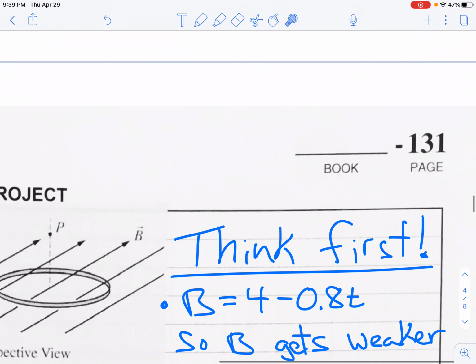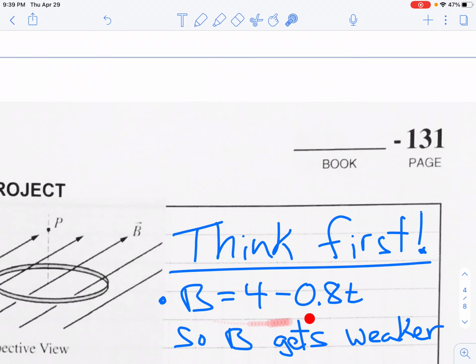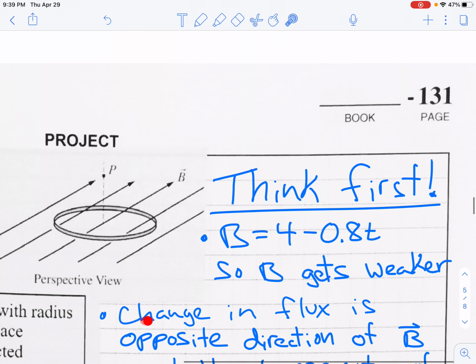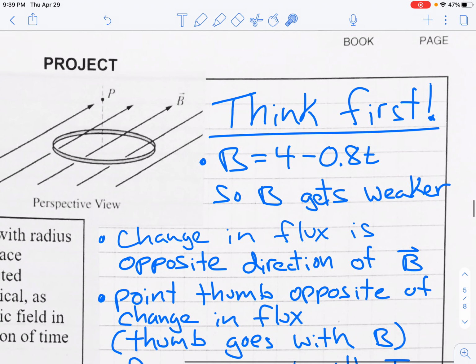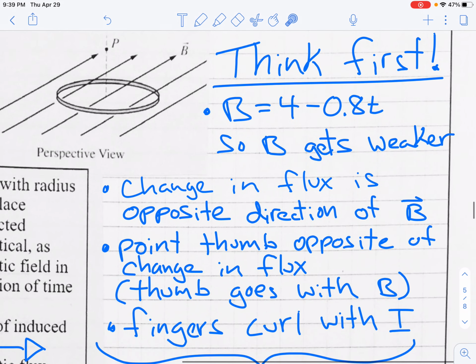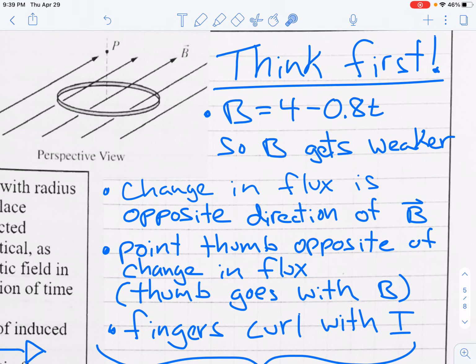Let's think about this first, okay? When you have this for your magnetic field, B is getting weaker. That means the change in flux is the opposite direction. Now, you're going to point your thumb opposite of the change in flux, and the change in flux was opposite the direction of B. So your thumb actually goes with B in this case. Okay? Pause as much as you need and convince yourself, re-listen to it. Convince yourself of this stuff because it's really important that you know how to apply these rules. When you curl your fingers, that will be the direction of current.